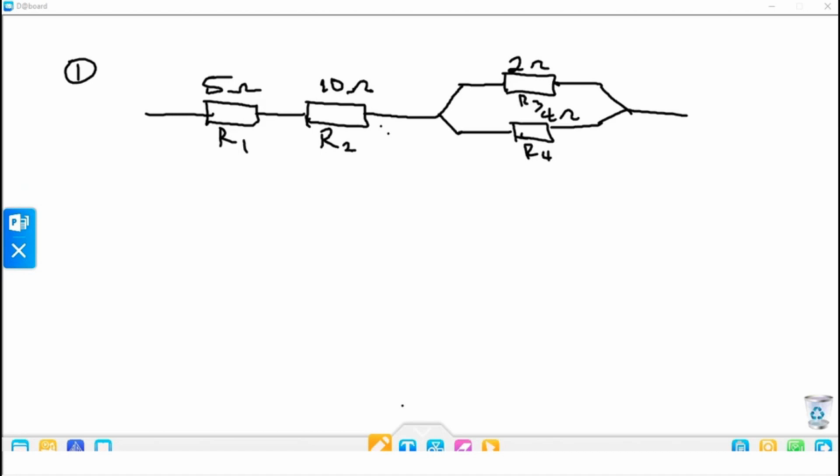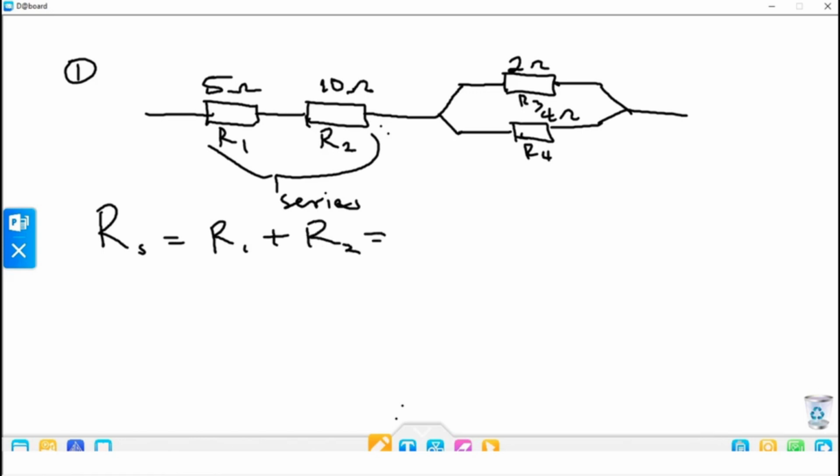So, the first 2, like I said, these 2 are connected in series, while these are connected in parallel. So let's resolve the series. For series, let's call it R series. That is resistors in series. R series equals R1 plus R2, which is equal to 5 plus 10. 5 plus 10 will give us 15 ohms. So our R series now becomes 15 ohms.